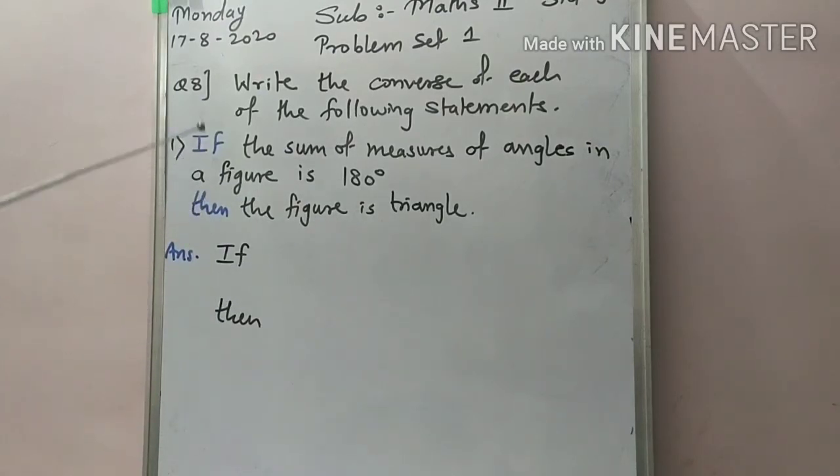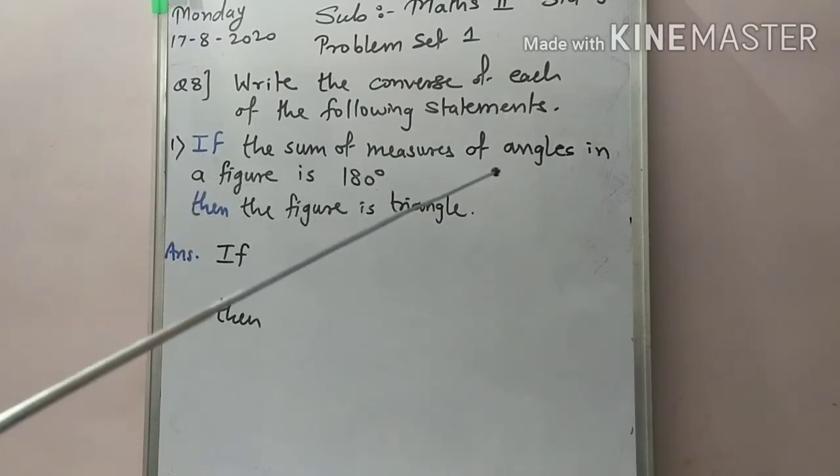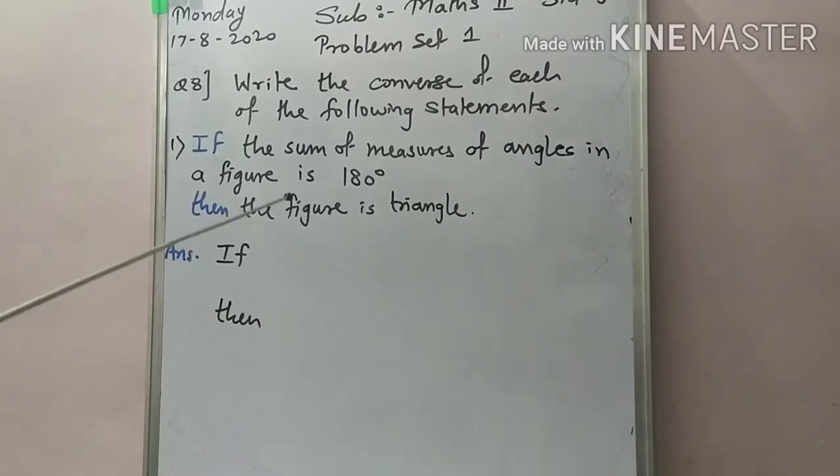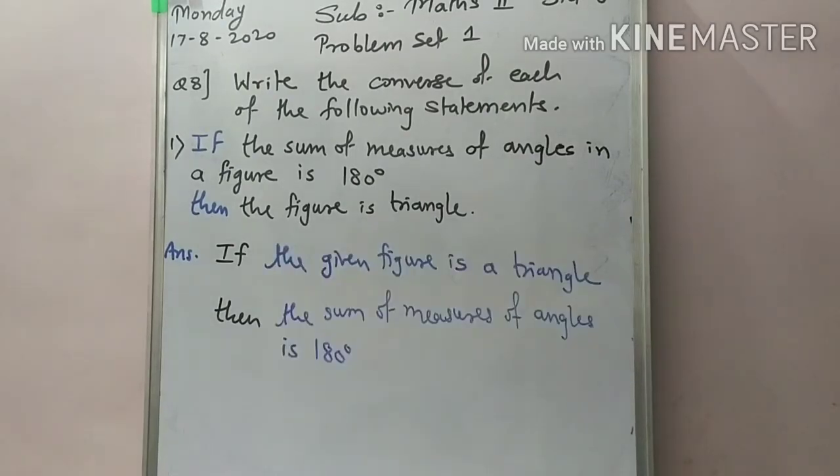We just have to interchange the if and then parts. So the then statement is what? The figure is a triangle. It means if the figure is a triangle, then what? The sum of the measures of angles is 180. Okay, understood students? If the given figure is a triangle, then the sum of the measures of angles is 180 degrees.